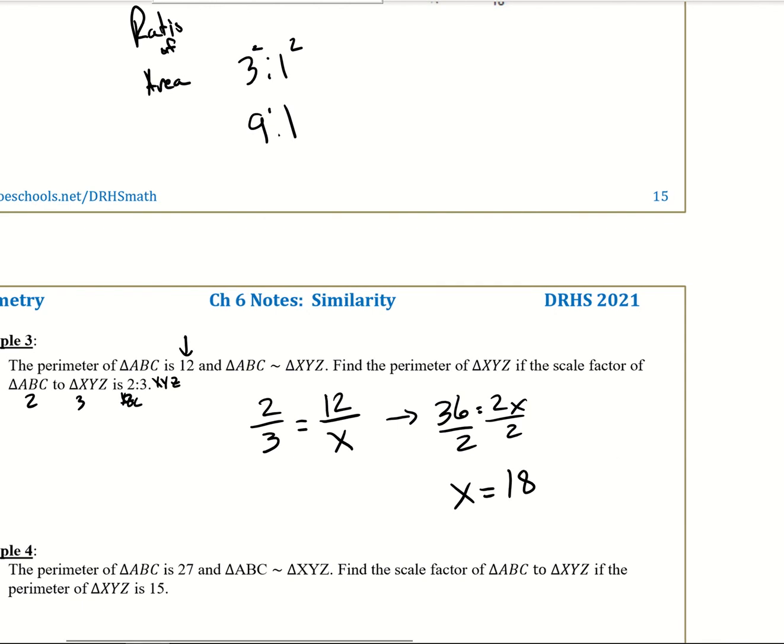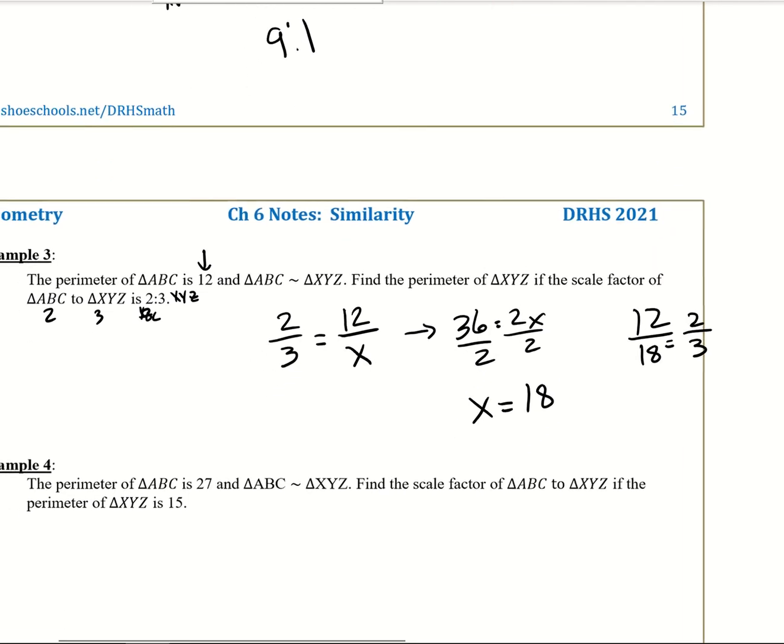And if you want to check your work, you just plug in the 18 over 12 over the 18, and what does that simplify down to? In this case, right, 6 goes into both of those, 2 times for the 12, 3 times for the 18, and you've got 2/3. It's the same as the scale factor.